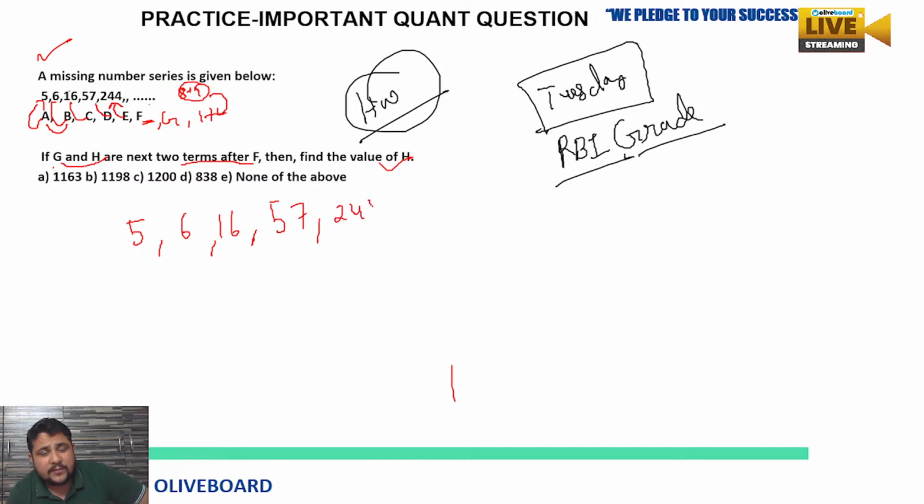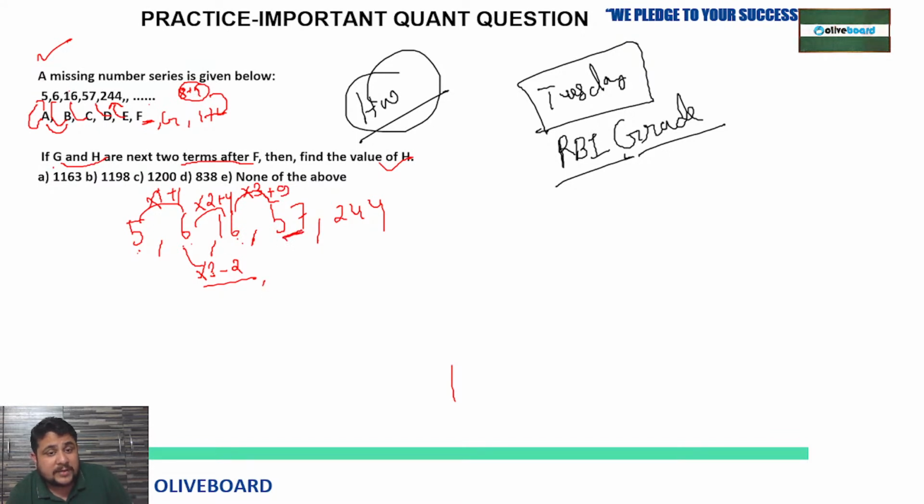So as you can see, it is in increasing order. 5 to 6, then 6 to 16, then 16 to 57. The number is getting huge step by step, so it might be based on multiplication. 5 ones are 5 plus 1 is 6. 6 twos are 12 plus 4 is 16, or 6 threes are 18 minus 2. Both things are possible. I'm not denying anyone, we have to check further. Now 16 threes are 48 plus 9, so you will get 57.